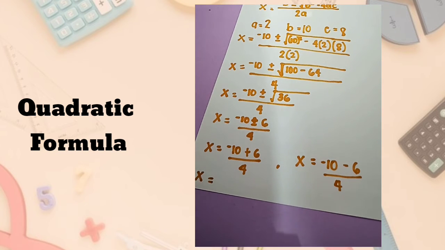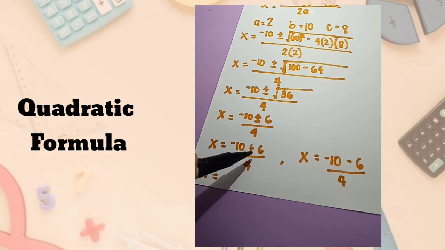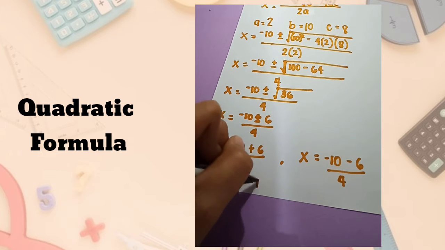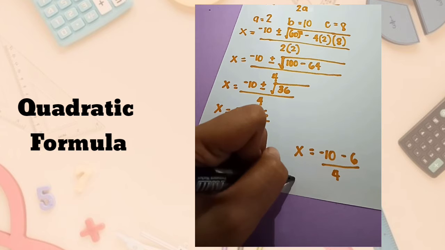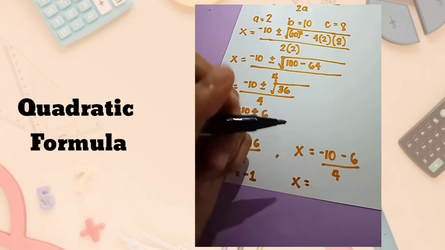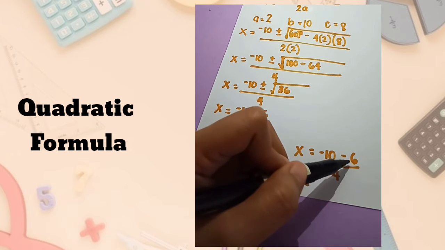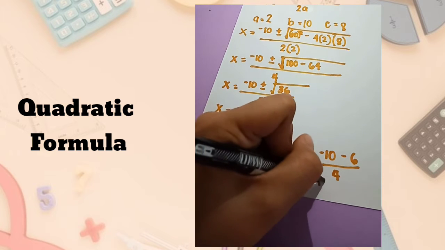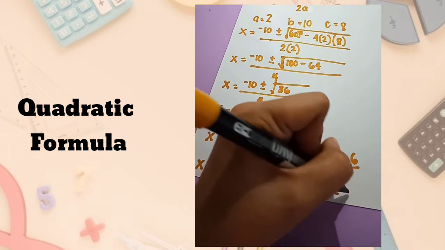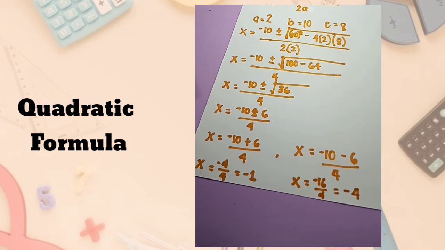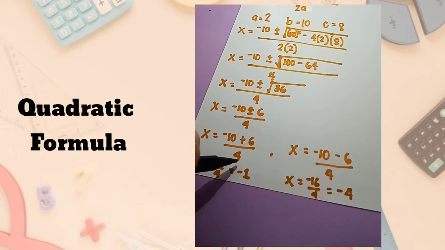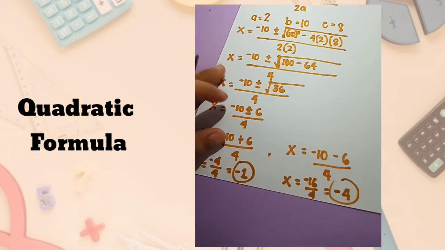Okay, so, i-simplify na natin. So, negative 10 plus 6 ay equals to negative 4 divided by 4 ay equals to negative 1. At dito naman, x is equal to negative 10 minus 6 ay equals to negative 16 divided by 4 ay equals to negative 4. So, therefore, ang value ng x natin, or ang roots ng ating quadratic equation ay negative 1 at negative 4.